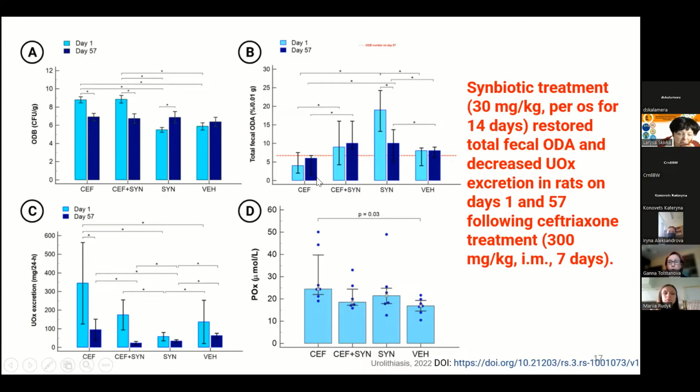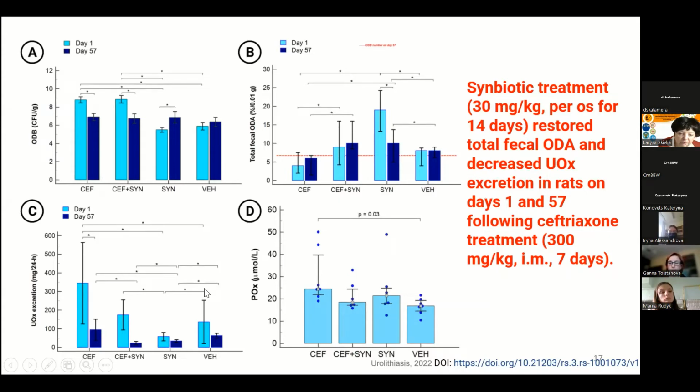But then we checked the oxalate-degrading activity. We can see that ceftriaxone significantly decreased this activity in comparison to vehicle-treated rats, and symbiotic per se increased the oxalate-degrading activity. And of course, it was very efficient to prevent this devastating effect of ceftriaxone on the oxalate-degrading activity.